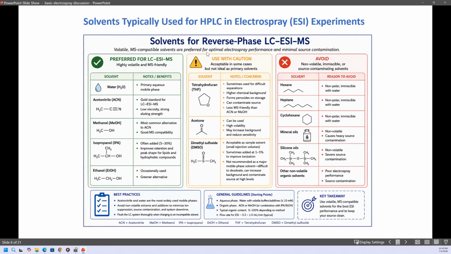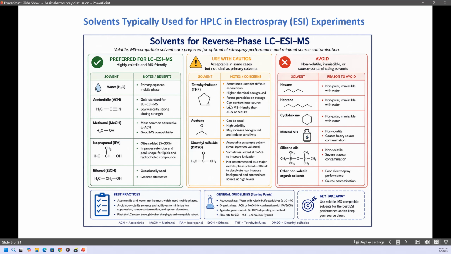Here are some solvents that are used for reverse phase LC-ESI, electrospray ionization mass spec. The normal ones, you start out with water with formic acid, as we said, and the other one it likes to be paired with is acetonitrile. But there are others that are used at times if it's harder to remove things from the column to get them to elute, then you might have to pick a stronger solvent.